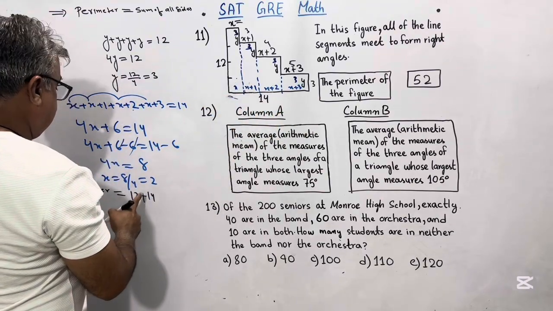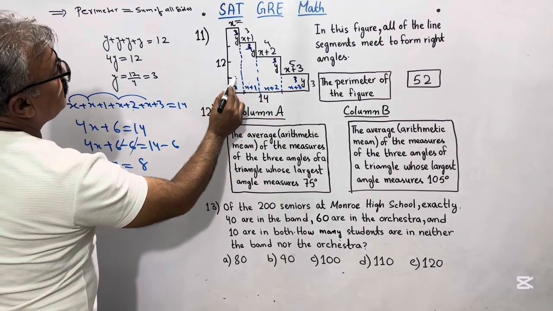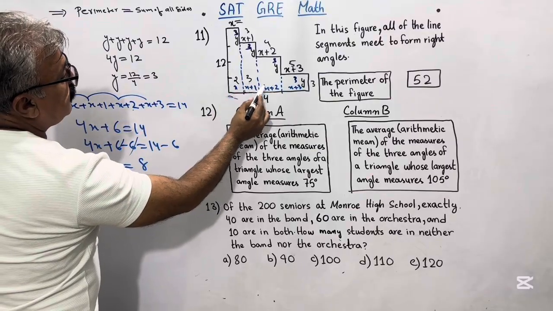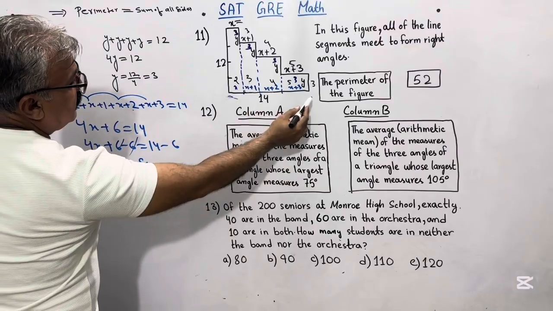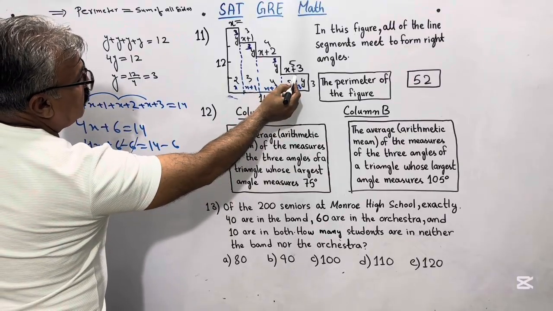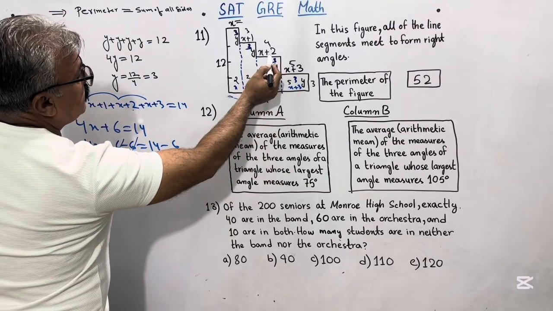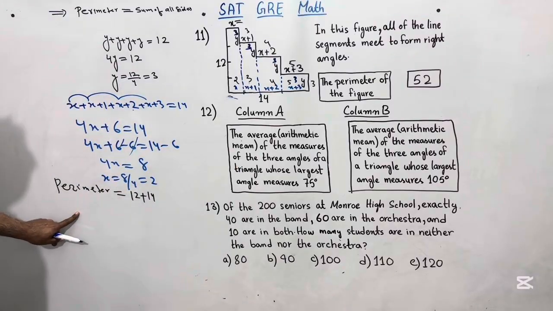The value of x is 2. This is our 2, 3, 4, this is our 5. Add them up, they are tantamount to 14. We have this one, this. Add them up: 12 plus 14.